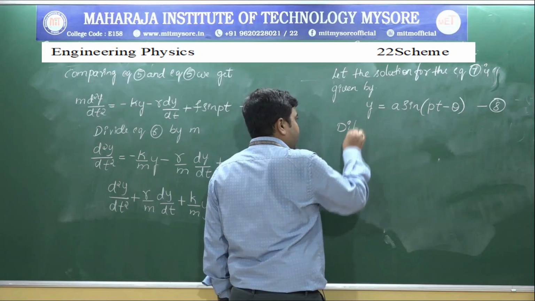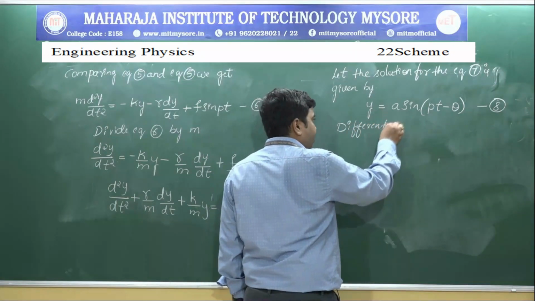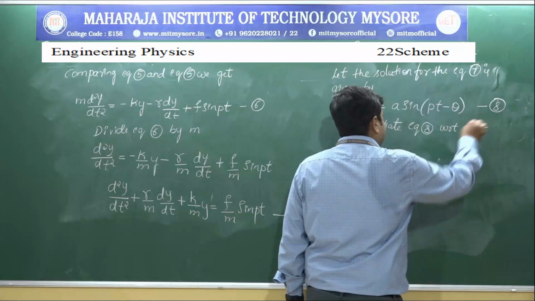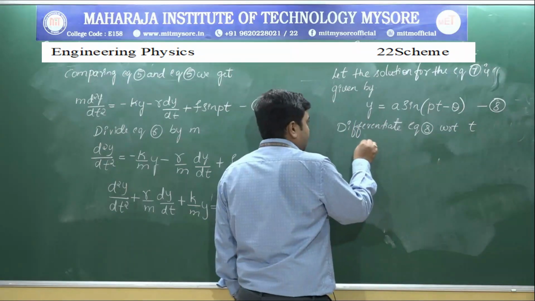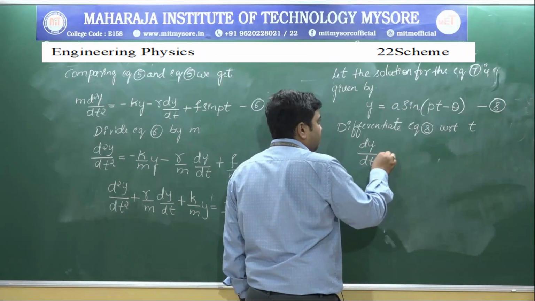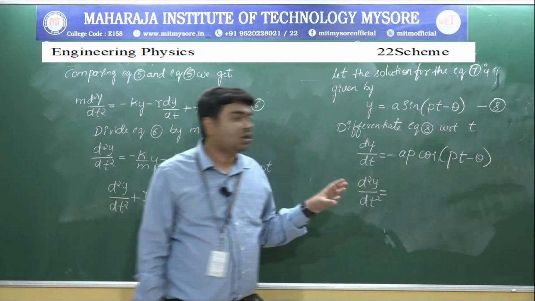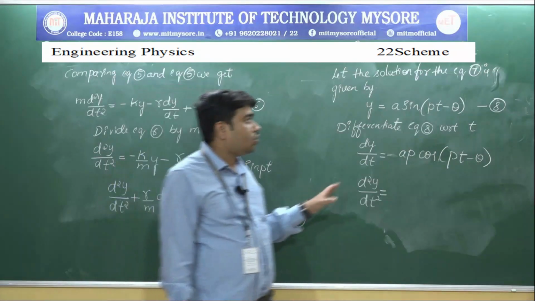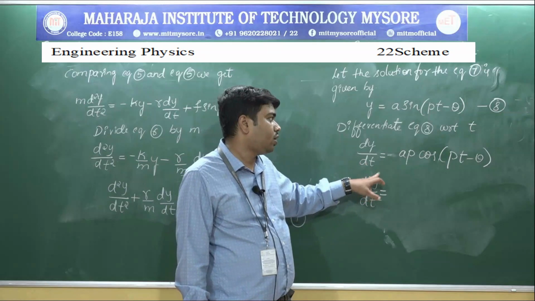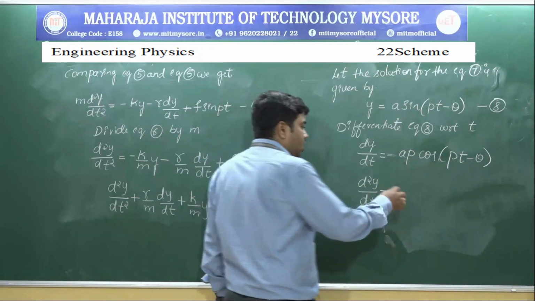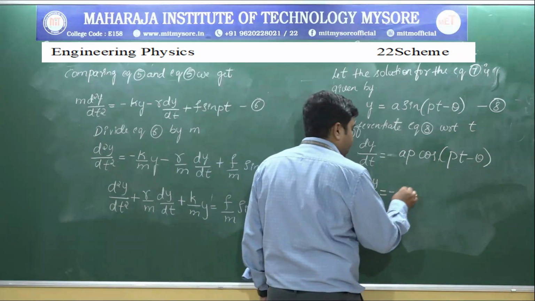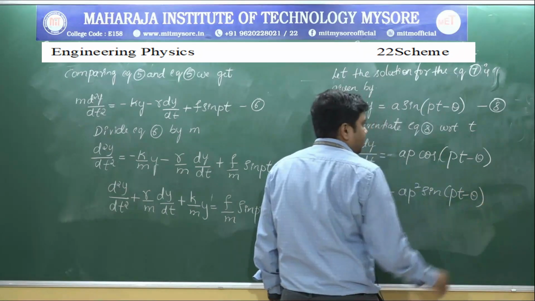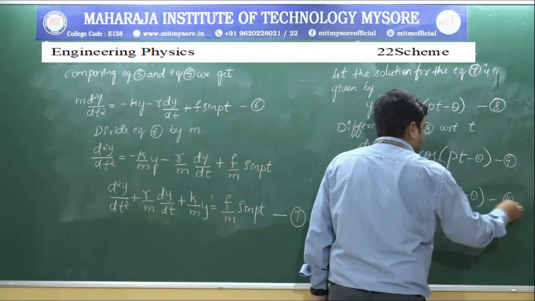So we'll differentiate equation 8 with respect to t, in order to obtain the amplitude as well as the phase of the forced oscillation. If we differentiate equation 8, we get dy by dt is equal to ap cos (pt minus theta), and if we differentiate further, it is minus ap square sine (pt minus theta). We'll call this 9 and this 10.